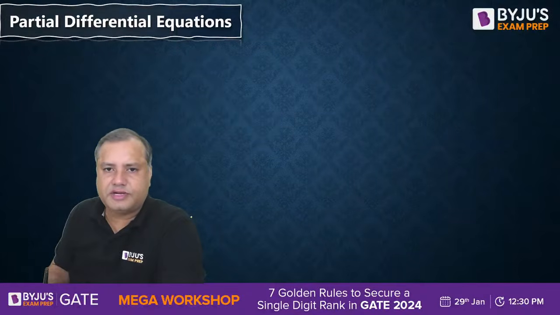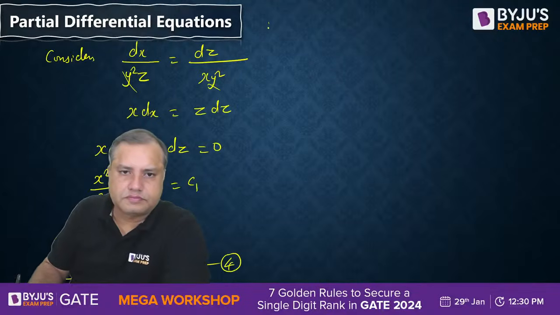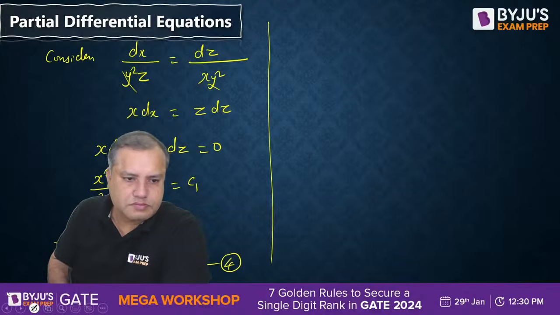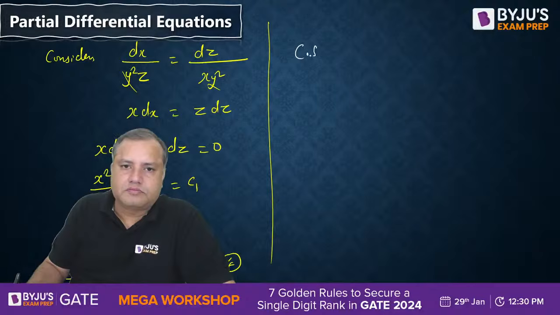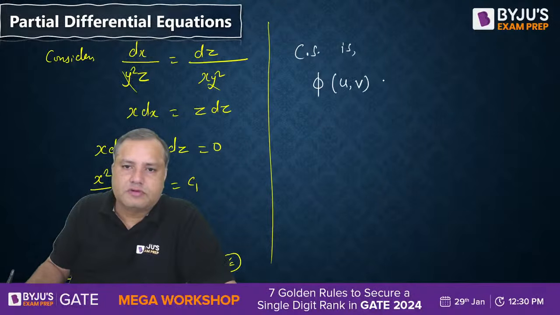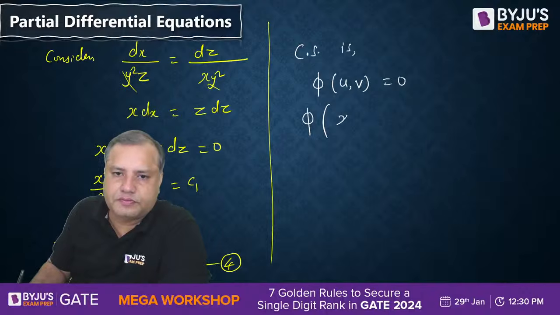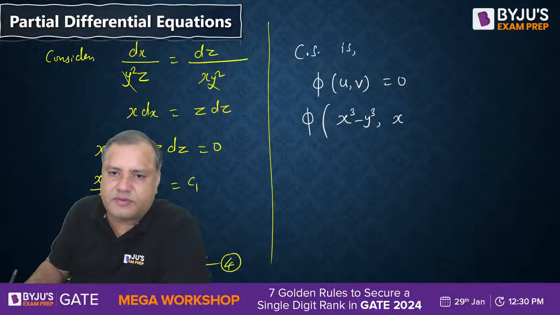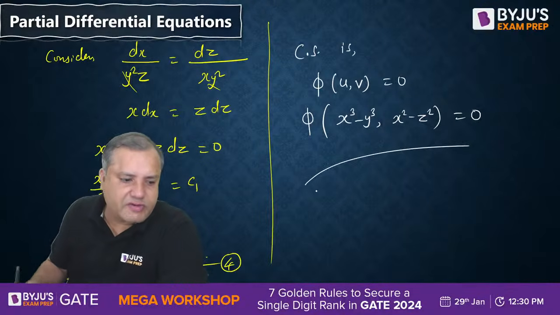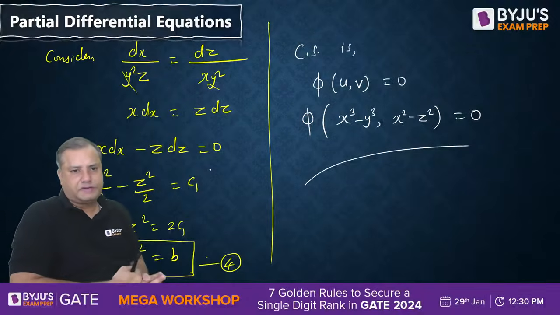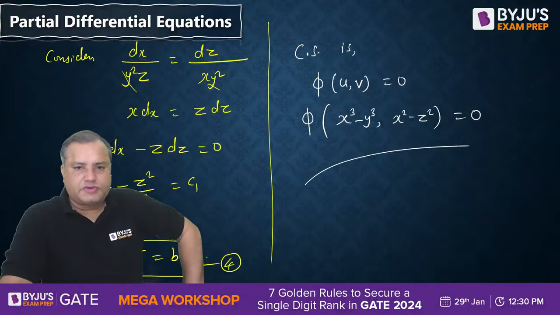We'll just write the complete solution. Complete solution is phi of u comma v equal to 0. u is x cube minus y cube. v is x square minus z square. This is the required solution. Comfortable, students?